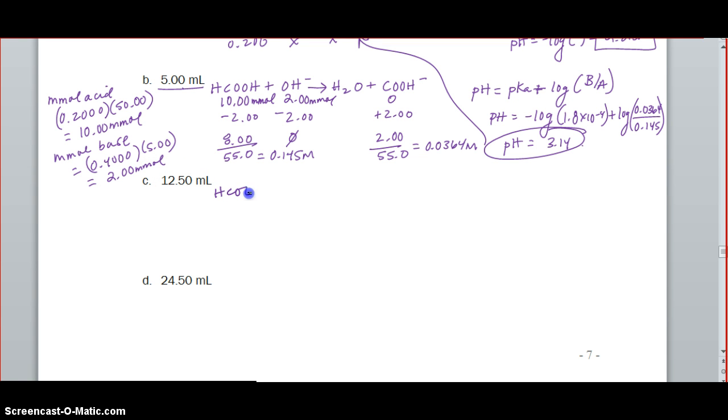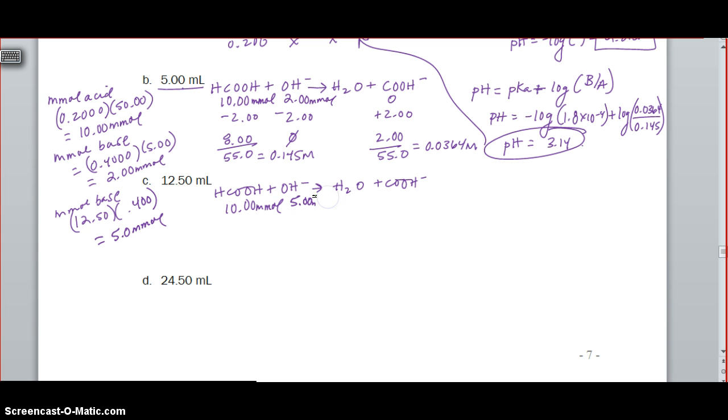So same ice table. Just like the strong case, we go back to our original starting condition, so we still have 10 millimoles of our acid, and now I need to figure out, well, how many millimoles of base do I have? So 12.5 milliliters times the concentration of the base, which was 0.400, so millimoles of base is equal to 5 millimoles.